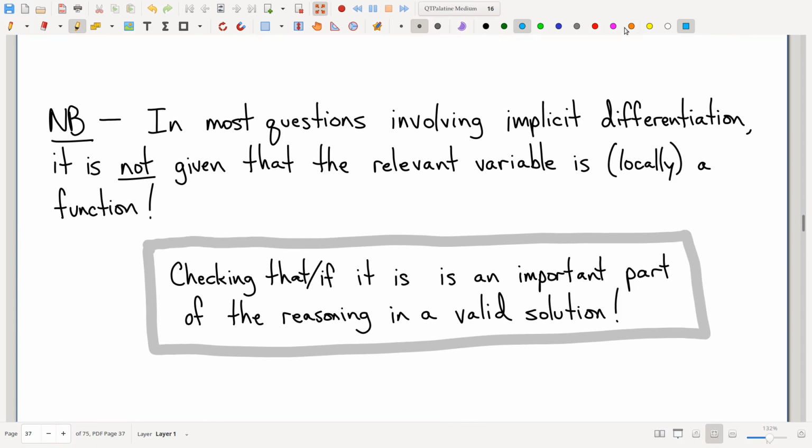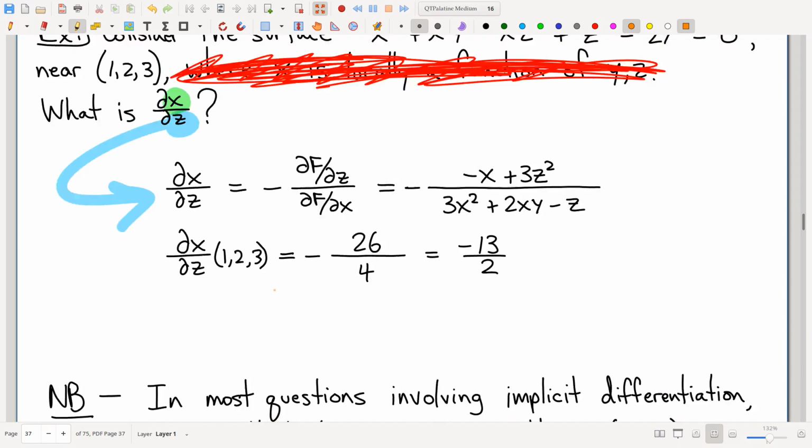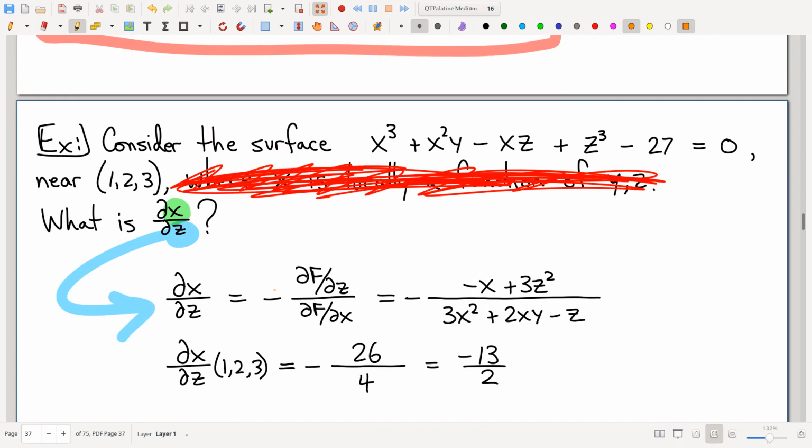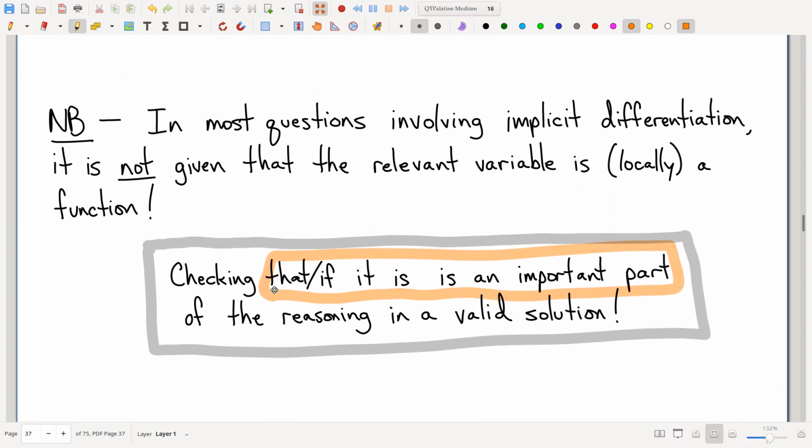And just an FYI, and I've got it written down here, what I wrote here was that checking if it is a function is an important part of the solution. Just an FYI, it's typically about half of the points on a question like that. Right, so if there's a 10-point question that looks like this, half of the 10 points are going to be for establishing that x actually is a function of y and z, at least locally. And then the other half of the points will be for this calculation. Does that make sense to everybody? Okay, so make sure that you actually do that on such questions.